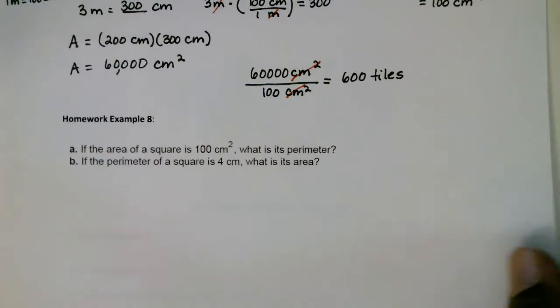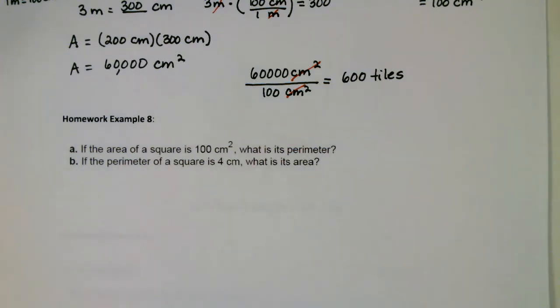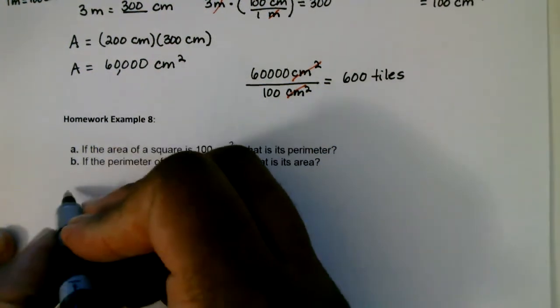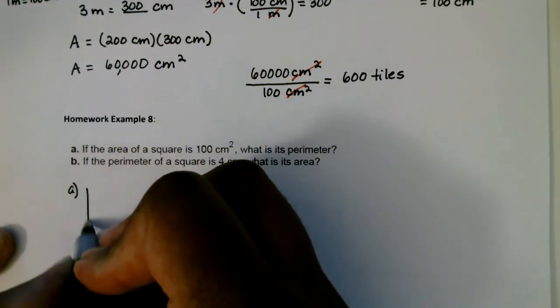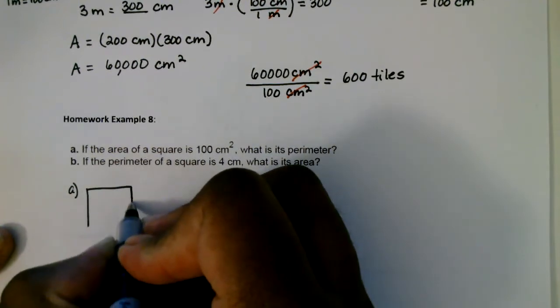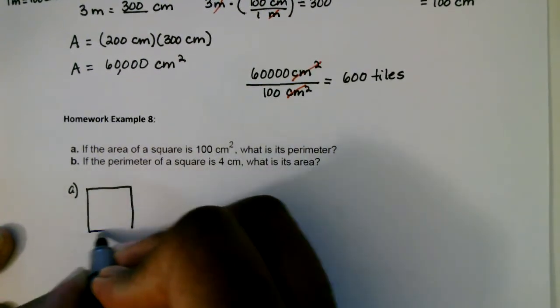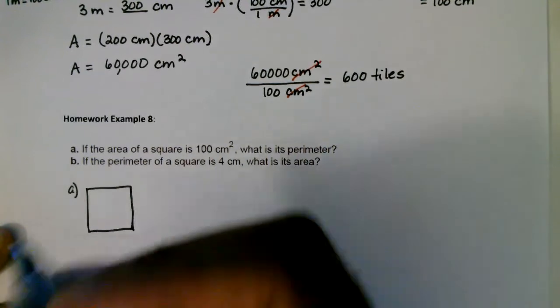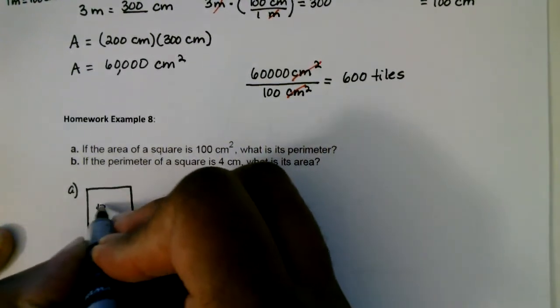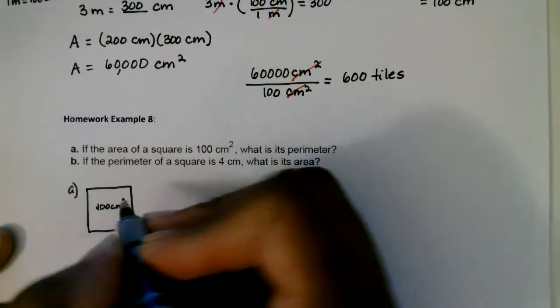All right, next homework example is this. In part A, if the area of a square is 100 square centimeters, what is its perimeter? So in this case, the area of a square, and sometimes it does help to draw the figure. It's not drawn to scale, by the way, but the area is 100 square centimeters.